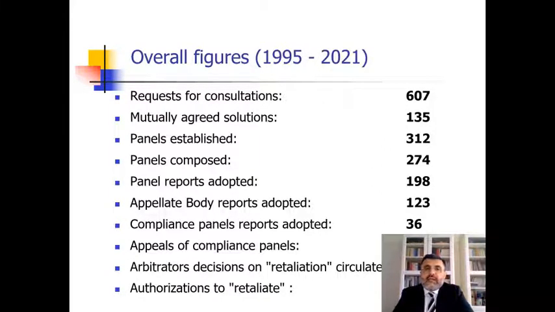There have been mutually agreed solutions notified in 135 cases. Panels were established in 312 cases, composed in 274 cases. Panel reports have been adopted in 198 cases. The number of Appellate Body reports adopted is 123. Perhaps the other thing that I should mention, which you may find interesting, is the number of authorizations to retaliate, which has been 23, in this period between 1995 and 2021. So the system has been used quite frequently.